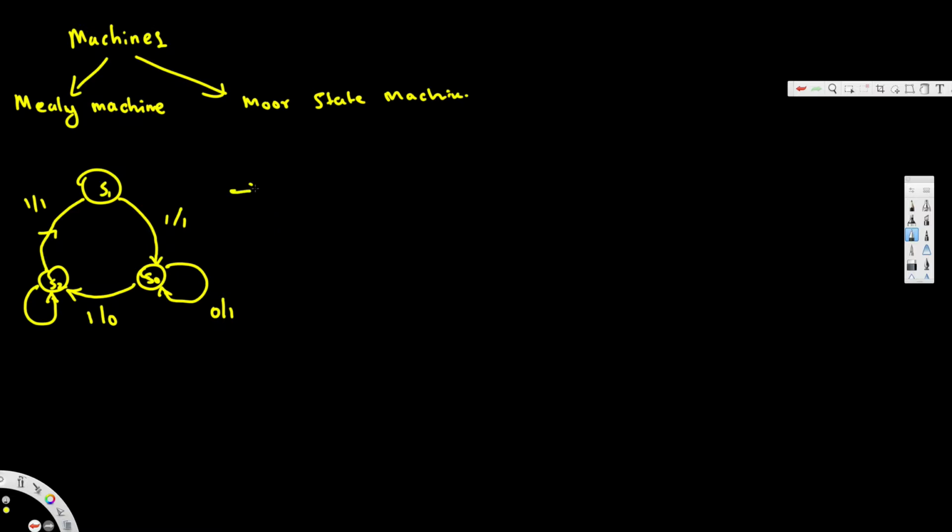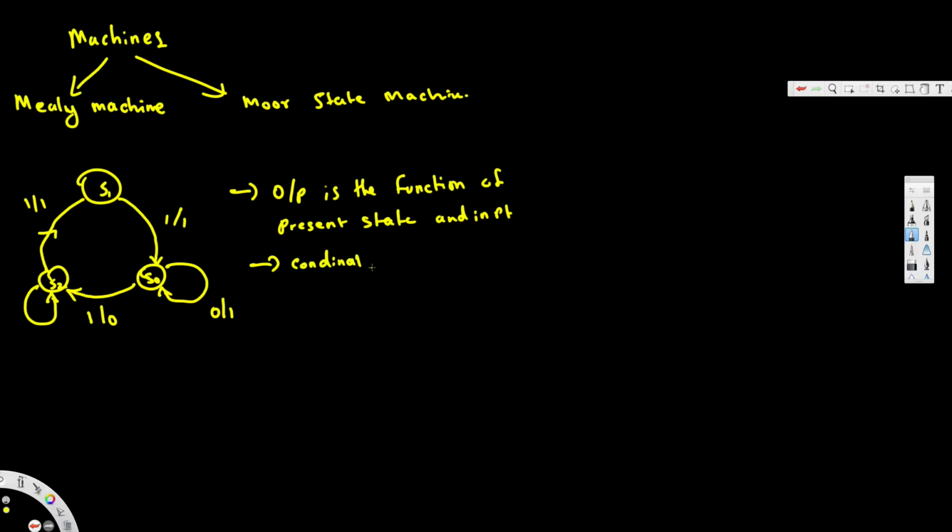Okay, now let's write the conditions. Output is the function of present state and input, and conditional box is used only in Mealy state diagram. The conditional box is basically the oval shape box. This is only used in Mealy state diagram. This is only used when we have the output that is greater than 0. For example, if it's 1, we use this one. Okay, now let's see how to draw the ASM chart for this.